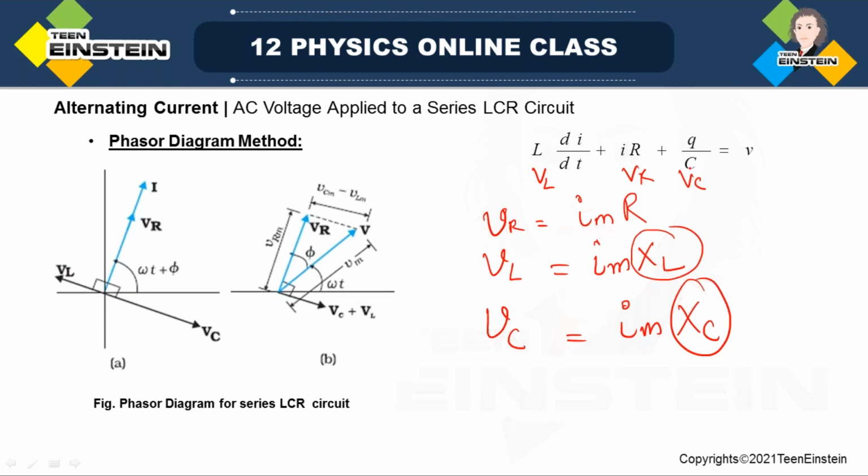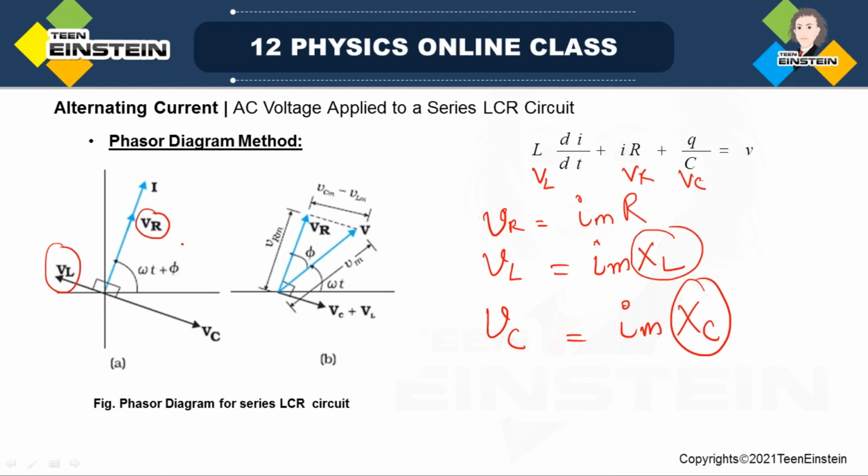Now if we want to get the sum of these phasor vectors, look here: VR is along the direction of current, so it has phase omega t plus phi, and with the current, VL will be at 90 degrees. VL will be ahead, as we know, because in an inductor circuit the current lags behind the voltage by 90 degrees. That's why VL is ahead here.